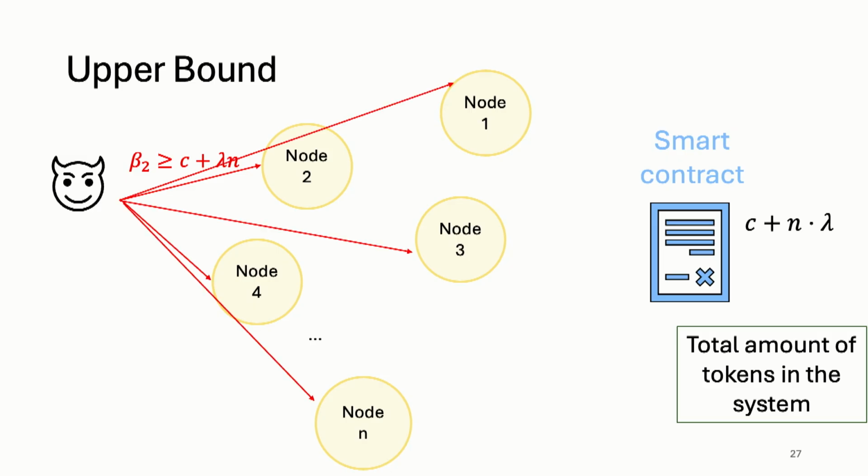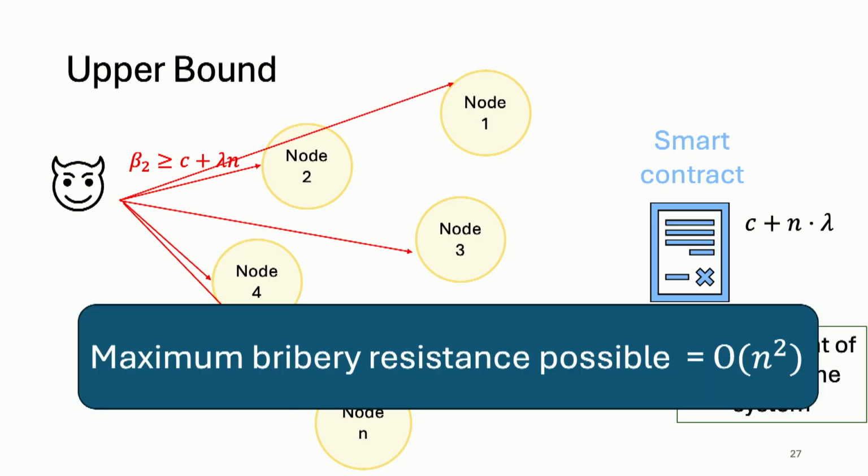And this is true, again, for all of the nodes. So now, if the adversary is willing to invest n times C plus lambda n, or an amount that's quadratic in the number of nodes, then she for sure can block all alerts from reaching the blockchain. And here we did not assume anything about the protocol itself. In fact, this is true for any C lambda protocol. So the maximum bribery resistance that we can achieve in any C lambda alerting protocol is quadratic in the number of nodes.